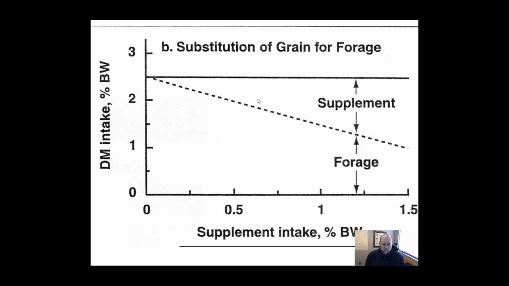Here is an extreme negative associative effect, and this is substitution of grain for forage, basically complete substitution. As you go across this graph adding supplement, the overall intake doesn't change, and basically every pound of supplement that you feed results in a decrease of a pound of forage. So they're offsetting 100% of the supplement you feed with reduced forage intake. This is an extreme example of negative associative effect, complete substitution.